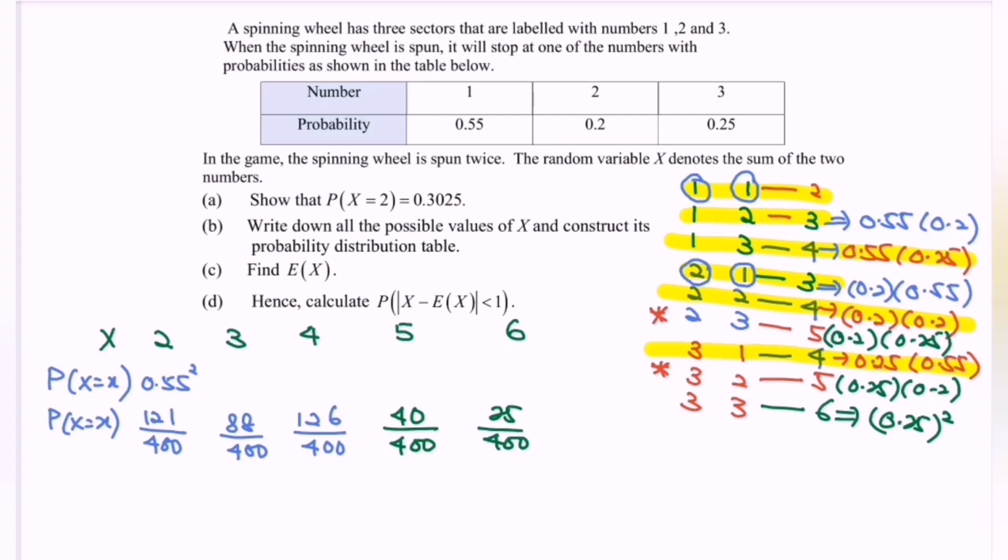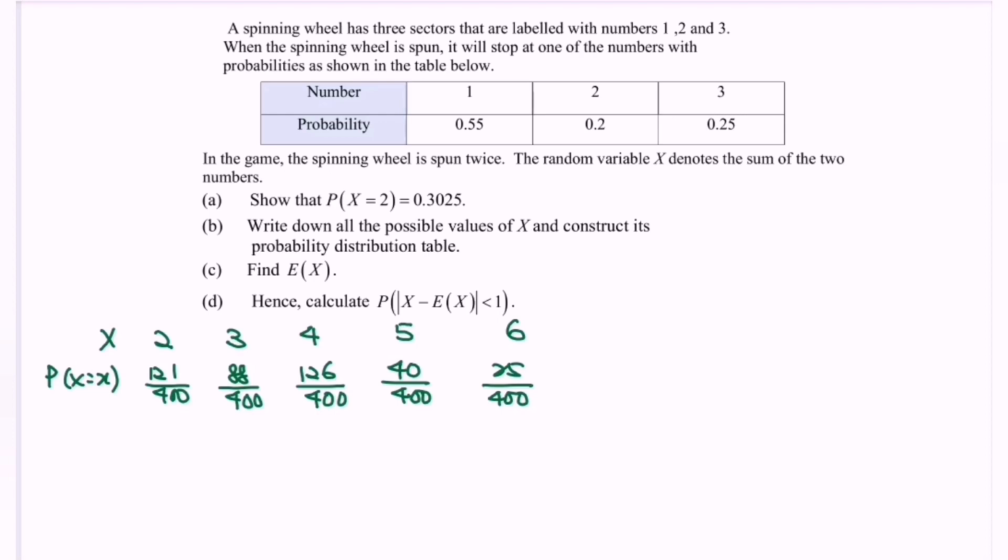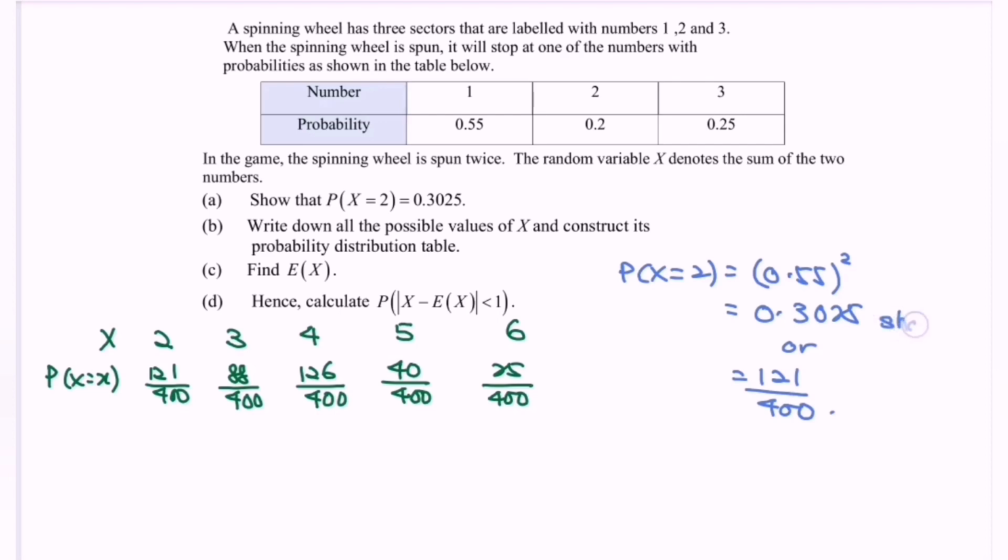So rewrite the situation in a probability distribution table. Kindly refer to question A, which shows that X is equal to 2. For this case, we have the probability that X is equal to 2. The outcome would be 1 plus 1, so here we have 0.55 bracket squared. If we square the situation, we will have 0.3025, or 121 over 400. Kindly refer to the situation. This question asks us to show that the probability that X equals 2 equals 0.3025, and we have already shown the situation.